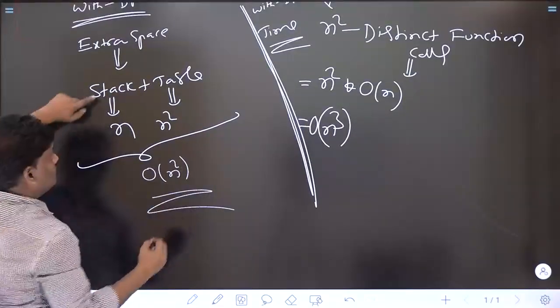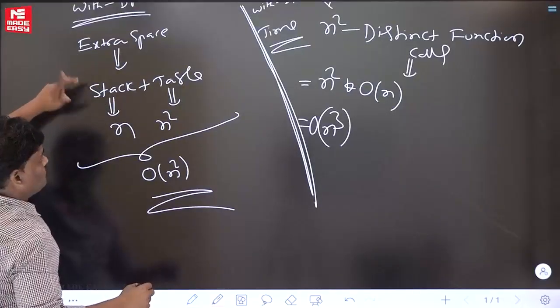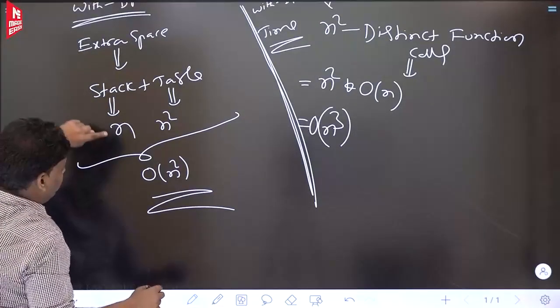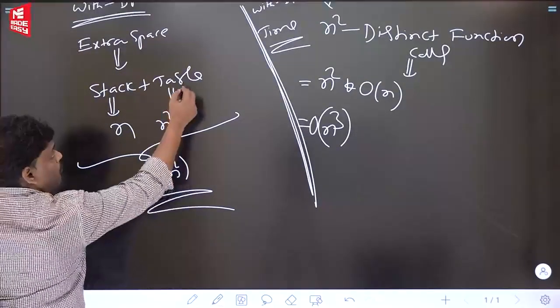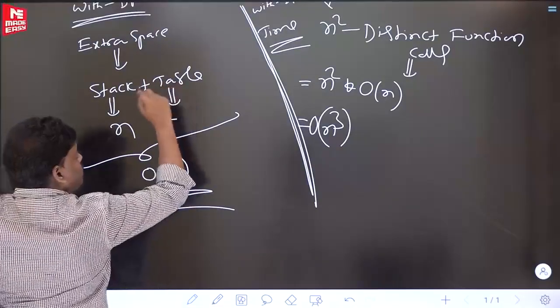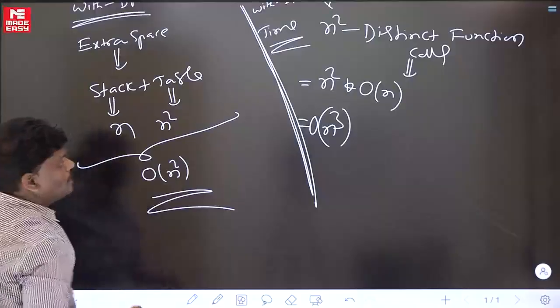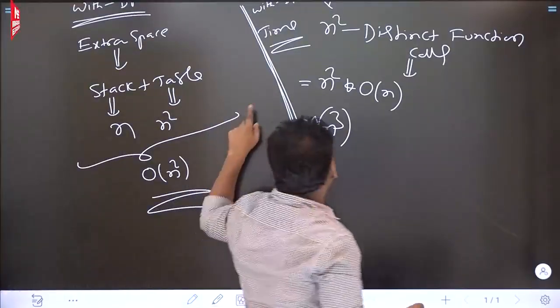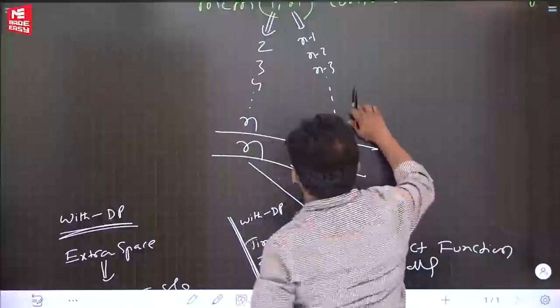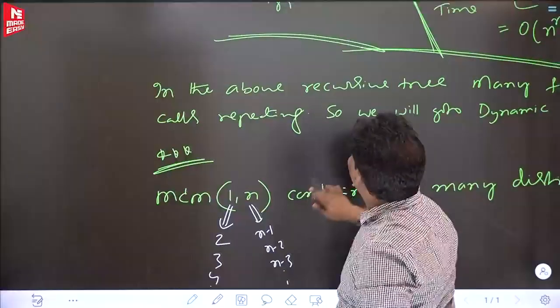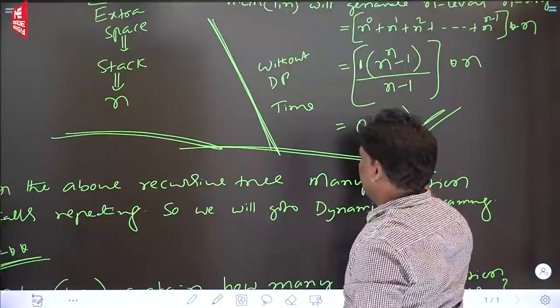Space is a little bit increased. Previously, without dynamic programming, the extra space is only n. With dynamic programming, extra space becomes n plus n square. Space is a little bit increased, but time decreased a lot. Without dynamic programming, the time I wrote above. What is the answer? This is n power n.